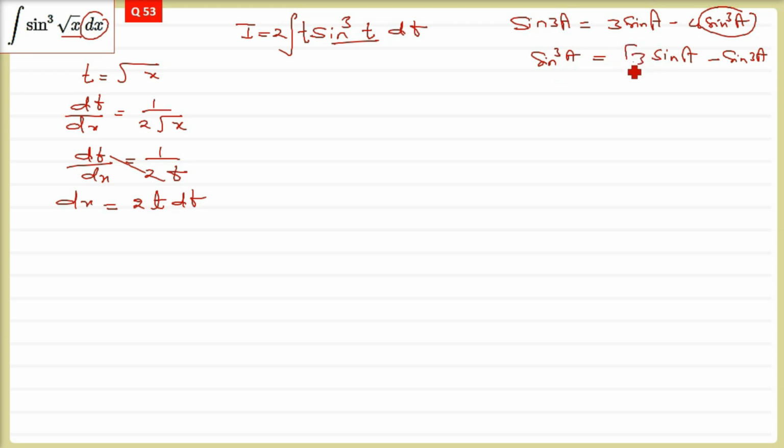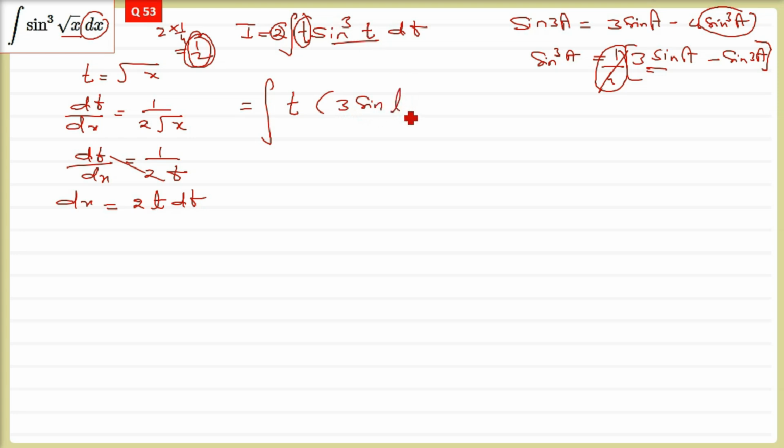We have a 4 also, so we will write it as 1 by 4. So 1 by 4 is already there, 2 is there, 2 into 1 by 4 will form 1 by 2. So we'll deal with this half in the later part. Now I'm writing the sine cube t as 3 sine t minus sine 3t from this formula which I just indicated. So t into 3 sine t minus sine 3t here, with a dt. Half is already there. So we will separate them out.